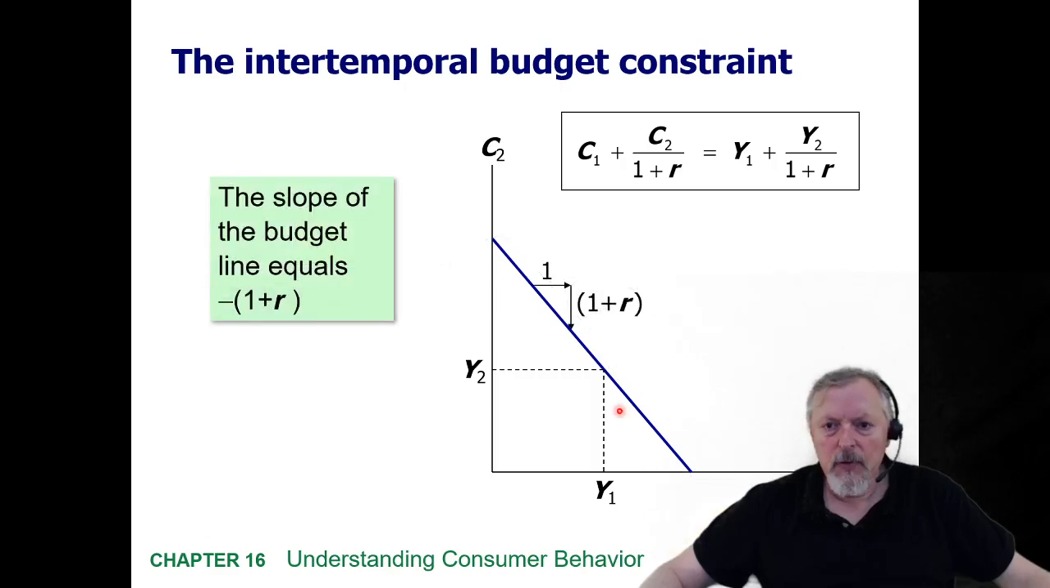Now, the slope of the intertemporal budget constraint, just like always, the slope of the budget line represents the relative prices of the two goods. In this case, that's the interest rate. If the interest rate is 10%, then you can trade 100 hamburgers today for 110 hamburgers tomorrow.